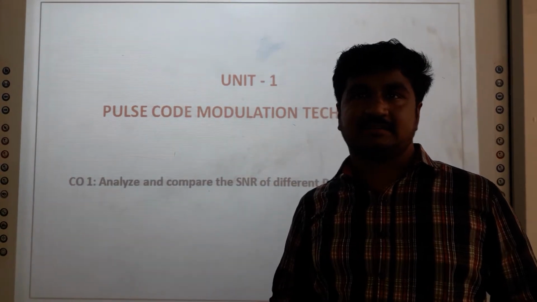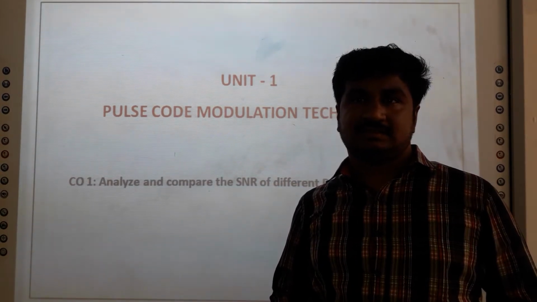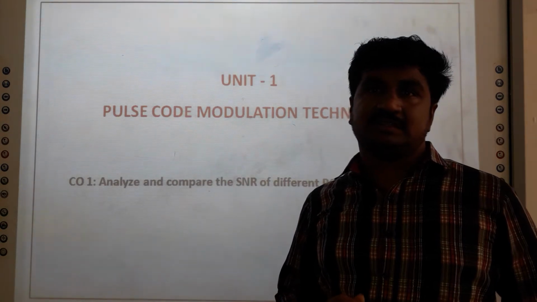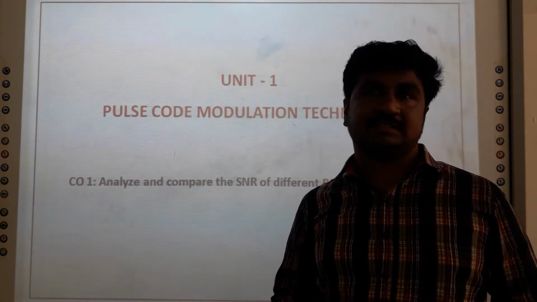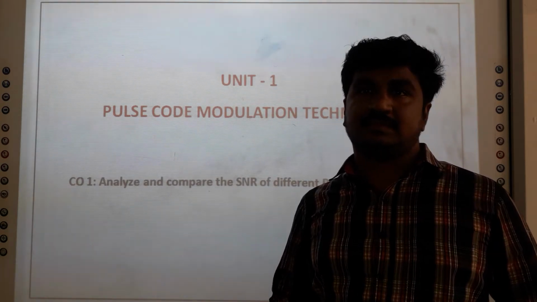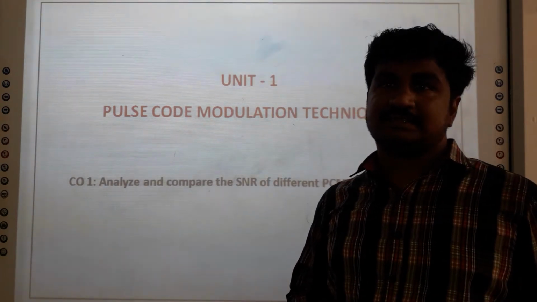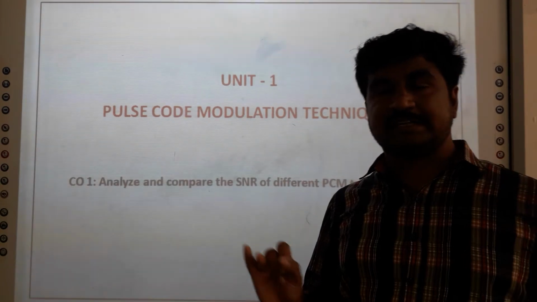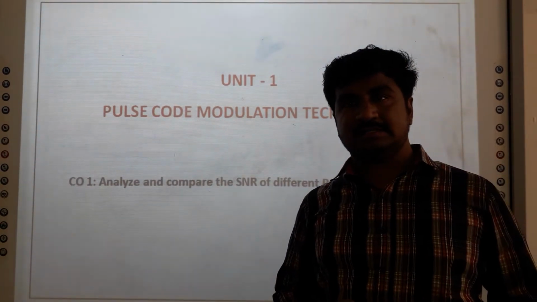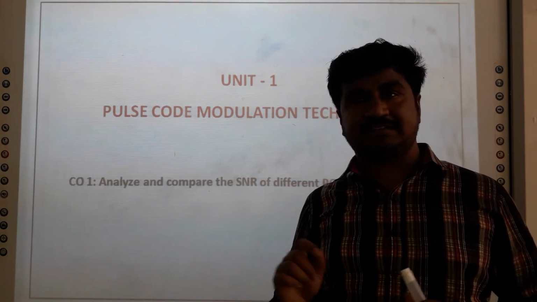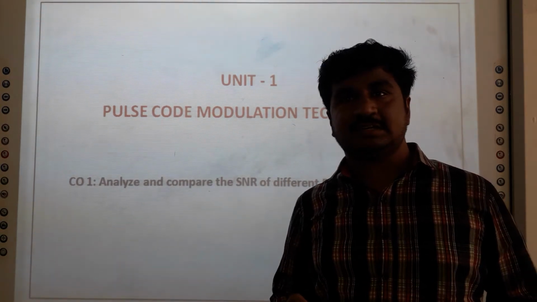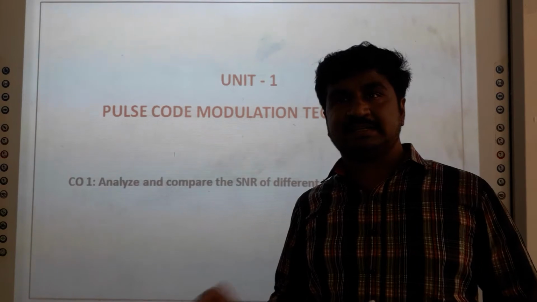Under that, I briefed that the formatter consists of 3 different sub blocks that are sampler, quantizer and encoder. So in this class we are going to briefly discuss the process that happens in the sampler.